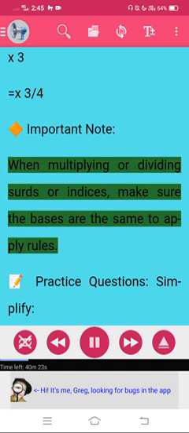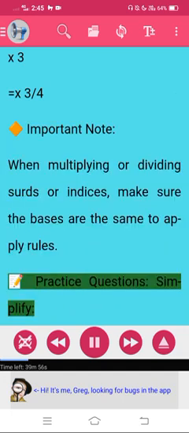Important note: when multiplying or dividing surds or indices, make sure the bases are the same to apply the rules. Practice questions, simplify.